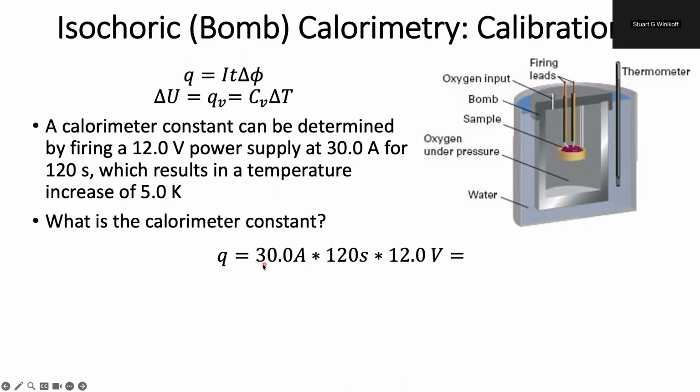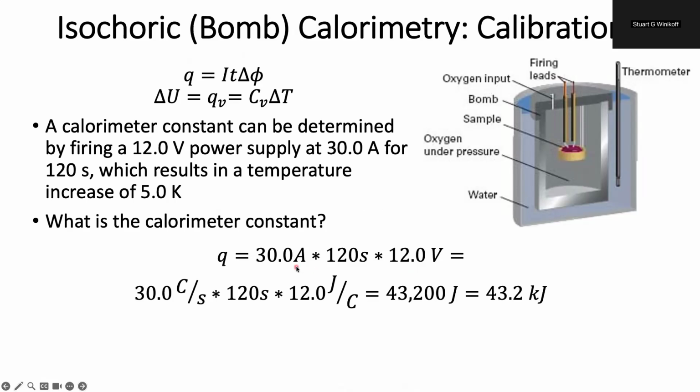First thing we need to do is figure out exactly how much energy was released from those firing leads. So again, 30 amp current, 120 seconds, and 12 volts. Now it might be a little hard to see how all of these units cancel. The big trick here is amps is going to be coulombs per second. We have seconds from the time. And volts is also the same as joules per coulomb. Using this, we can cancel out a couple of the parameters. Note the coulombs cancel, the seconds cancel, and this just leaves us units of joules. It turns out this firing lead produced about 43 kilojoules of energy.